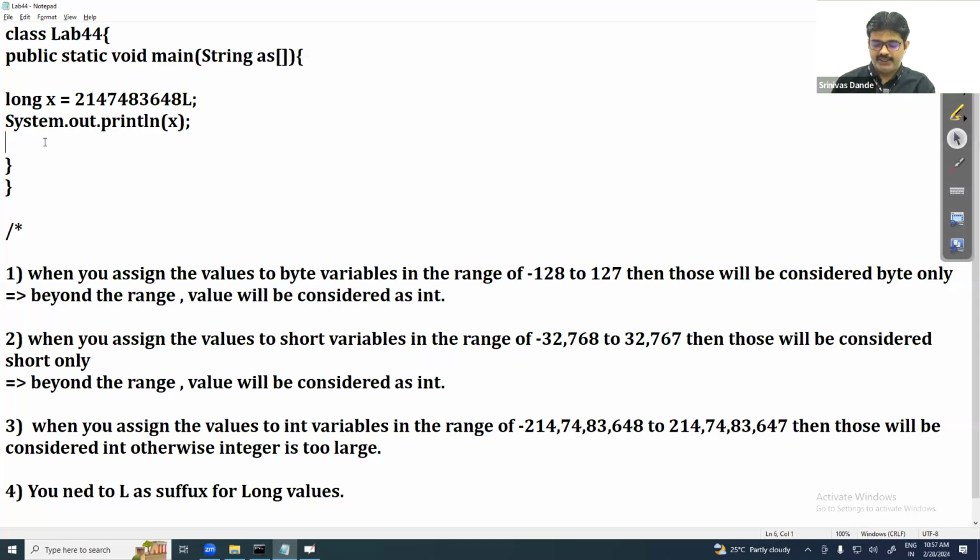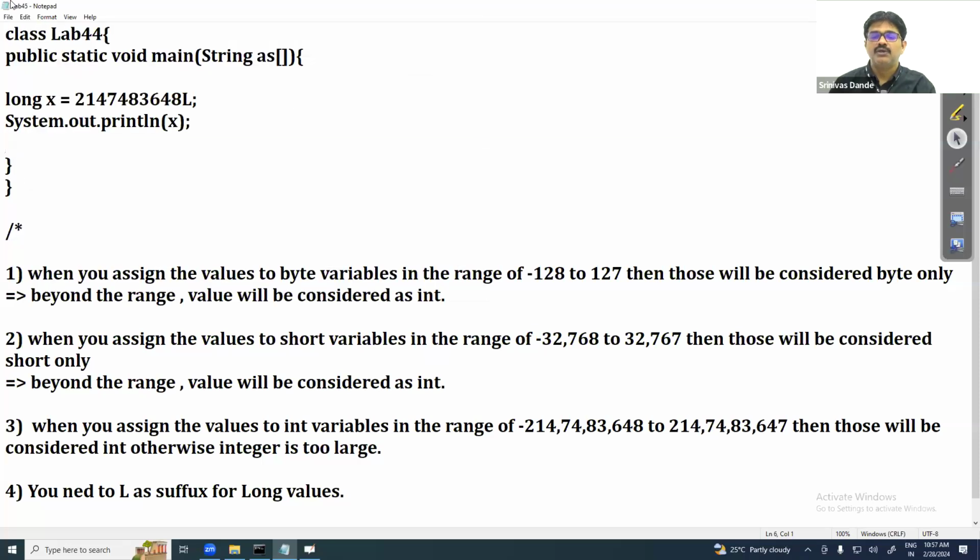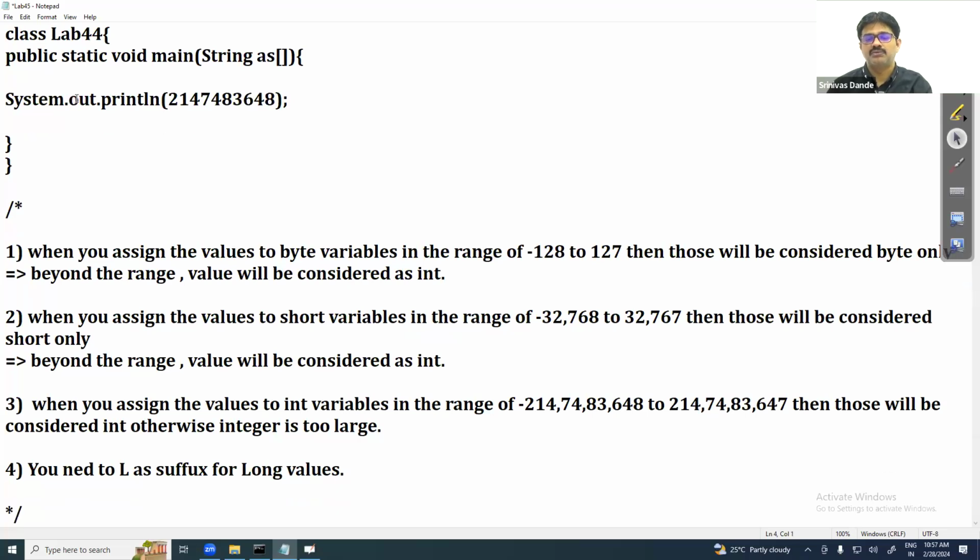Another program I write. 445. Instead of again declaring a variable, I am directly printing this. You check now. What happens? You tell me. Instead of print, when I'm assigning it to a variable, it is causing a problem, right? Directly, I'm trying to print this number. Directly, I'm trying to write this number.